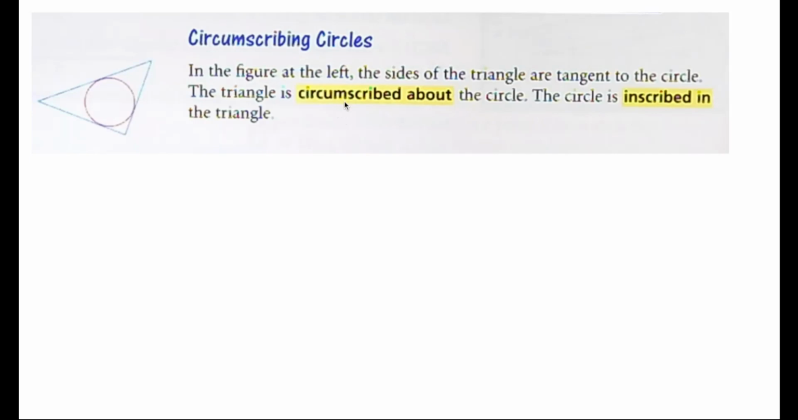Notice both of these words have scribed or scribe in it. Scribare in Latin means to write. So that's the root of the word scribe, a person that writes for you if you are illiterate, or the word scribble, or the Spanish word escritorio. All of those are related to writing. So this is drawing around. The triangle is circumscribed around the circle versus the circle inscribed in the triangle.